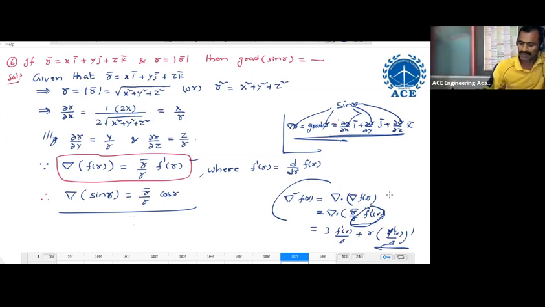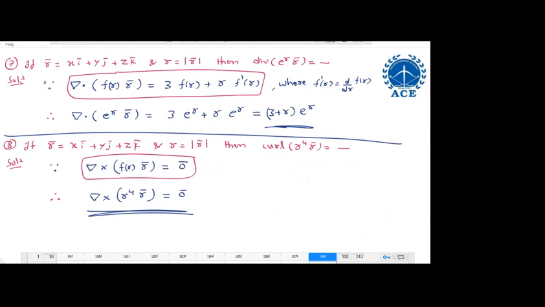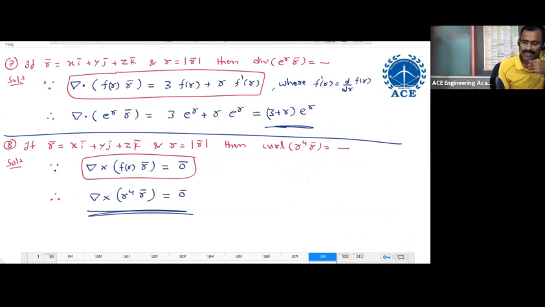Page number 108F. Sir, I didn't understand this sum, sir. How did it become 0? Here I wrote the direct formula: del cross f of r into r bar equals 0 bar. And we are asked to find del cross r power 4 into r bar. If we compare the required result with the general formula, both are the same. In place of f of r, whatever the function is, r power 4, sine or cos or log or r power n, anything, curl is always 0 bar.